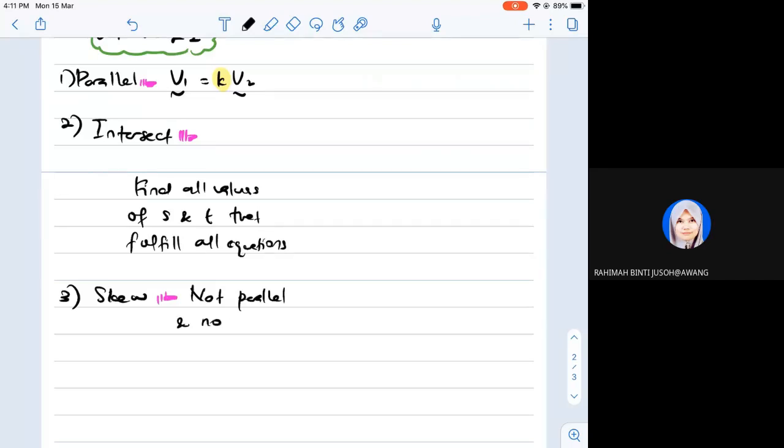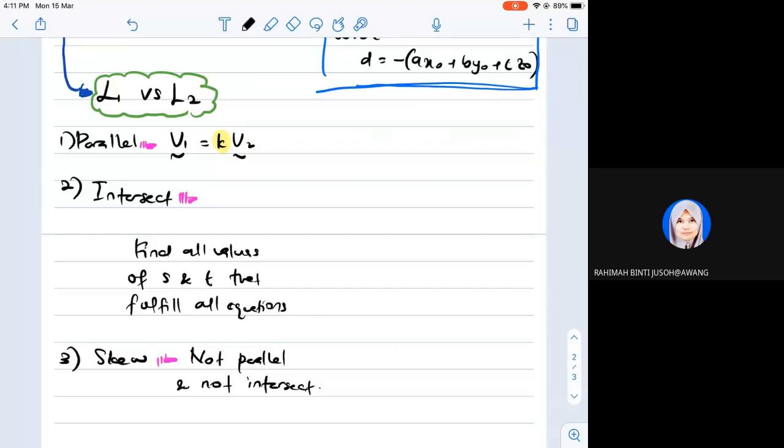And not intersect. Dia dua-dua tak. Okay, neither parallel nor intersect lah. So there are three cases of two lines. If you are given equation for two lines, there are three cases. Sama ada di parallel, intersect ataupun skew.